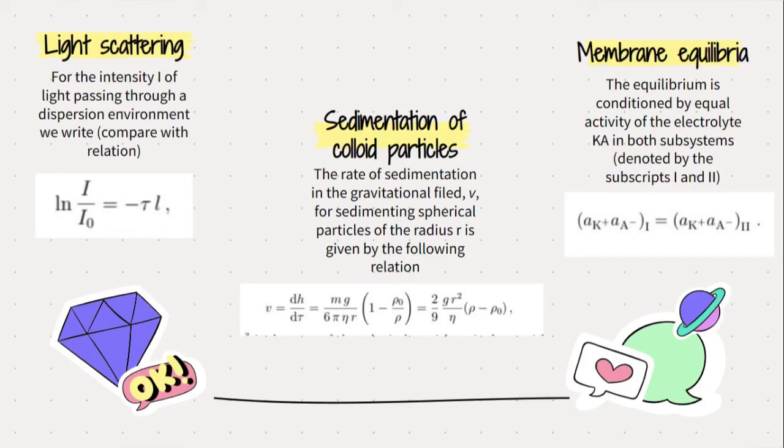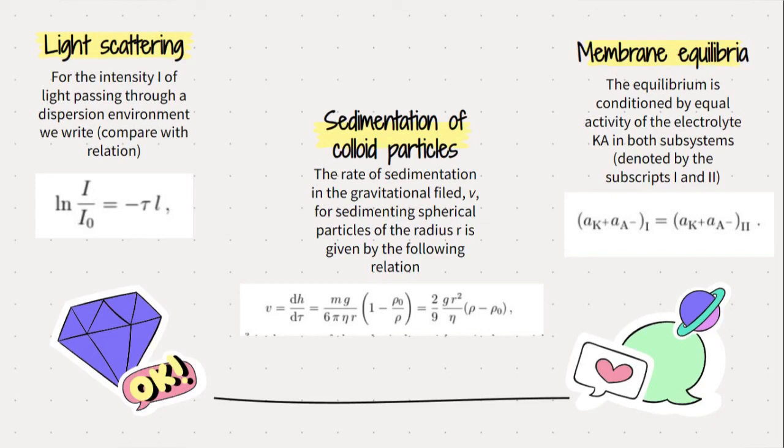Second, sedimentation of colloid particles. Another effect observed in colloid systems is their gradual sedimentation and attainment of a sedimentation equilibrium. The rate of sedimentation in gravitational field v for the sedimenting spherical particles of the radius r is given by the following relation shown on the screen.